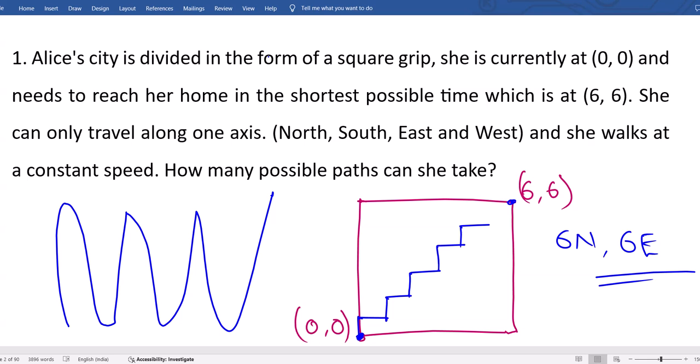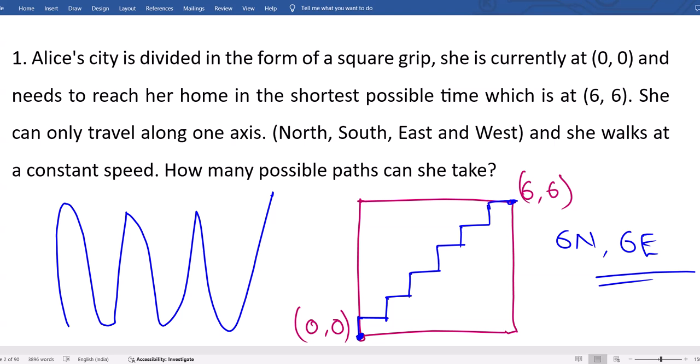Some people may argue, sir, why like this? You reach the final destination. Maybe I have taken 1, 2, 3, 4, 5, 6. Yes, 6 correct. 6 north, 6 east, perfectly done, and I reached my target. This is the shortest time.